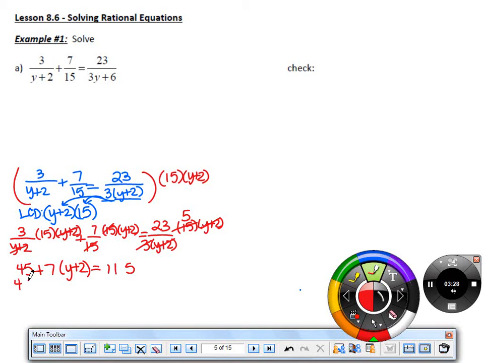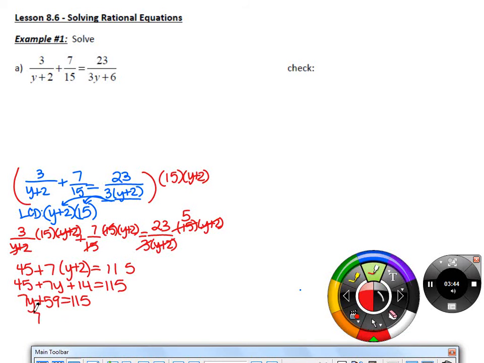So I now have this equation that's simpler to solve. I'm going to distribute the 7. And so I have 7y plus 59 equals 115. So I'm going to have 7y equals 115 minus 59, which is 56. And then I'm going to get that y is equal to 8.